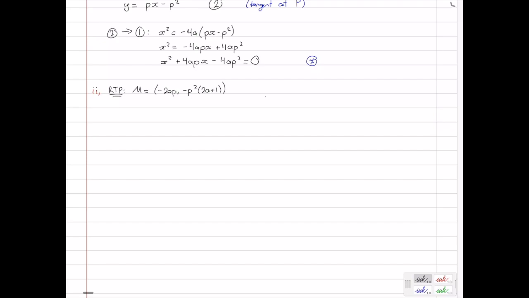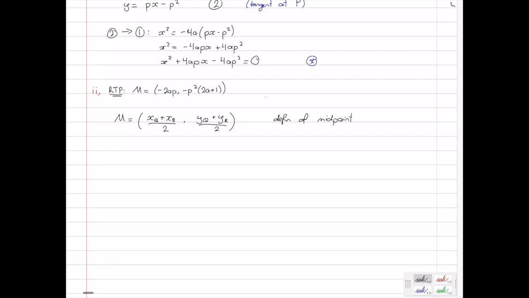Now, to find M, let's actually work out what M is. Since M is the midpoint of Q and R, it's going to be the x coordinate of Q plus the x coordinate of R divided by 2, comma, the y coordinate of Q plus the y coordinate of R divided by 2. This is just by the definition of a midpoint. For any 2 points, you can find the midpoint using that formula.